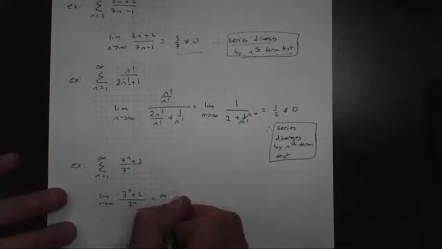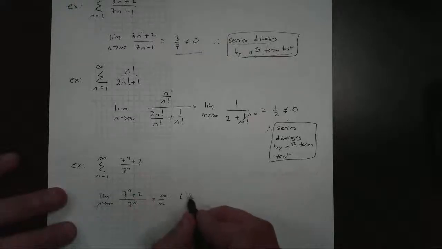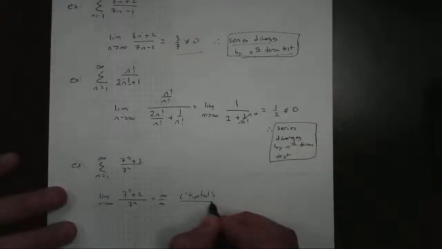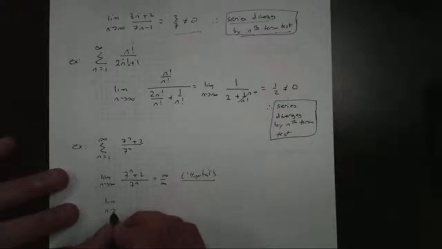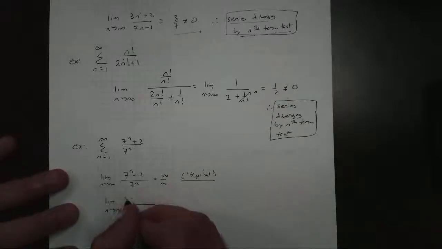I get infinity over infinity, which means L'Hopital's, right? So now there's a shorter way to do this one, other than L'Hopital's, other than taking those derivatives. And I'll show you that in a second. As n goes to infinity, if I use L'Hopital's, the top one is 7 to the n times the natural log of 7, over 7 to the n.